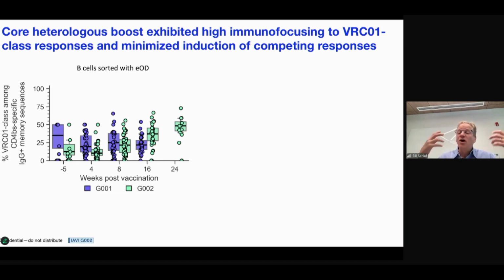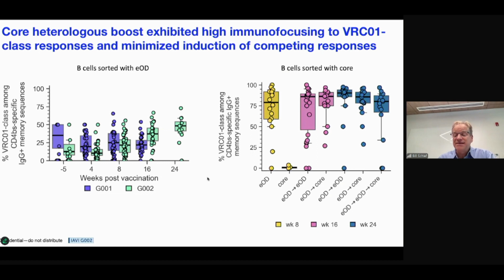So even though the vaccination is working, inducing high frequencies of VRC01 class responses, the competitors are not immunodominant, and we have to monitor them like crazy. The thing we were worried about is, when we give a heterologous boost, what's going to happen? Are we all of a sudden going to prime lots of new competitors? And will our heterologous boost possibly be good at boosting the competitors that were primed by the priming immunogen, and maybe not so good at boosting the on-target VRC01 class responses?